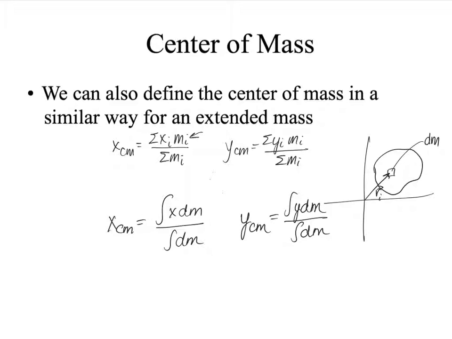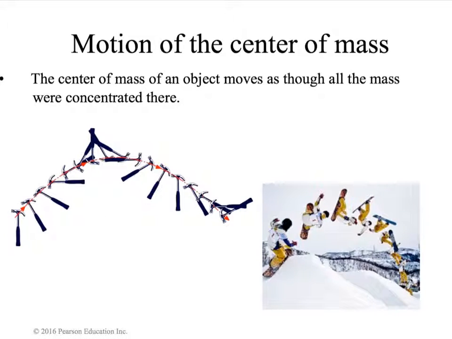So, like I said, the reason that we like to talk about the center of mass is because an object will move as if all its mass is located at one position. Here are two classic pictures that would show that. Objects that absolutely aren't like point masses, they're not even a ball. We have a hammer and we have a snowboarder. But notice they're both flying through the air.